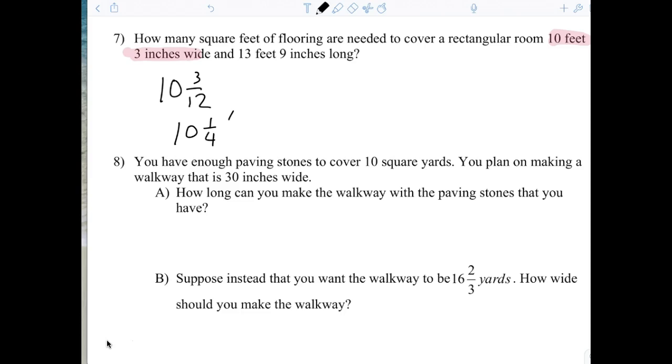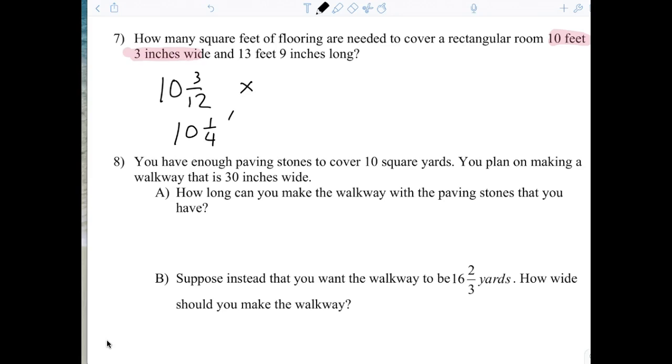Is everybody good with that? Yes. All right. How many inches in a foot? So if you have 3, you have 3 out of 12. Is that good now, right? Oh, because that's 3 over 12. Okay. All right. Now we're doing 13 and 9 inches.